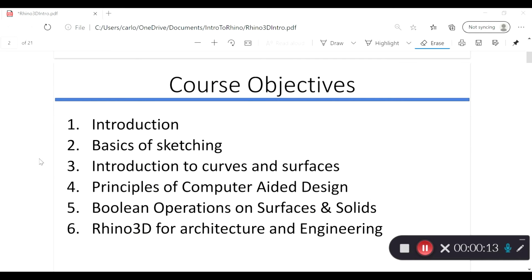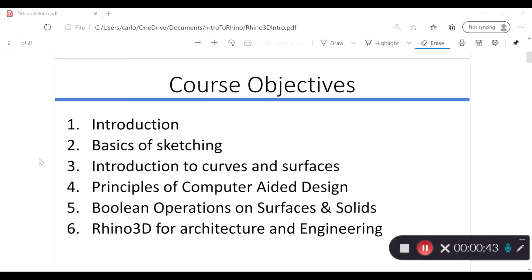The objectives of this course are to introduce Rhino 3D. This is how to sketch curves, surfaces, and create solids. Then we're going to also go over the basics of sketching with file extensions and user interface, also using command access, which is one of the main ways to work on Rhino 3D in an efficient manner.